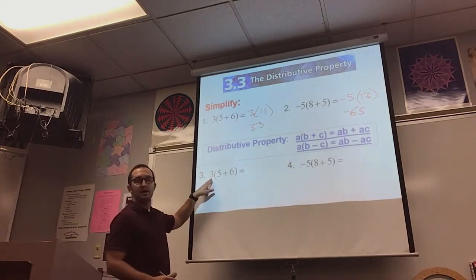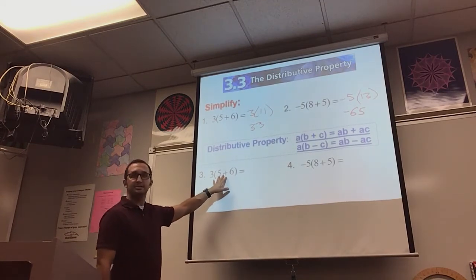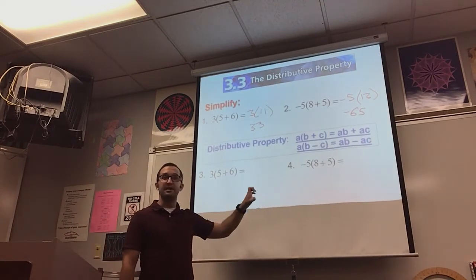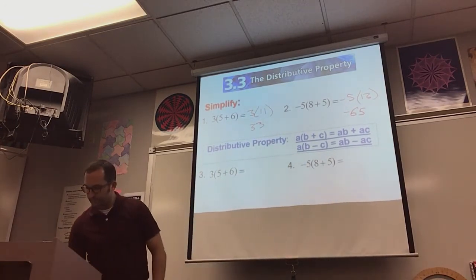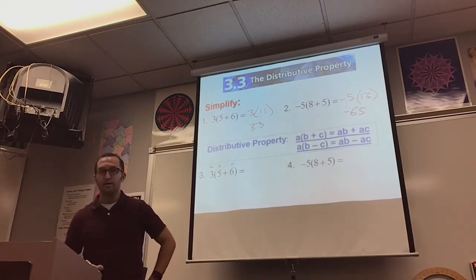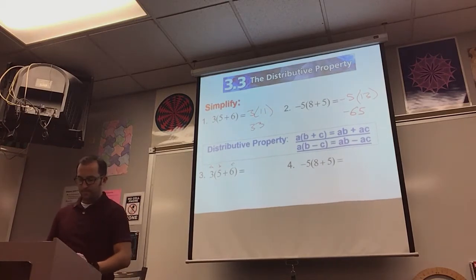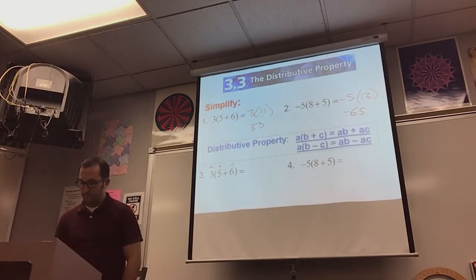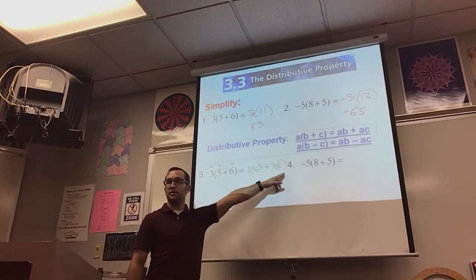So to rewrite this, this is the A, this is the B, and this is the C. Can you rewrite this using the distributive property? Don't simplify anything, just rewrite it using the distributive property. A, B, and C. What would it look like? Did you get this? 3 times 5 plus 3 times 6?